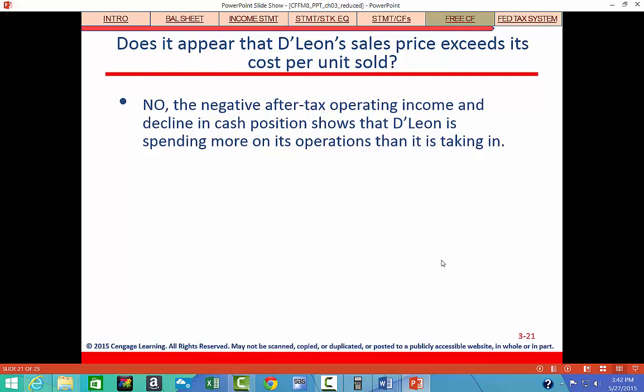Does it appear that De Leon's sales price exceeds its cost per unit sold? It does not seem to be the case, because if you look at the income statement, the company is spending more cash than it is taking in, and as a result, the cash account balance has decreased.